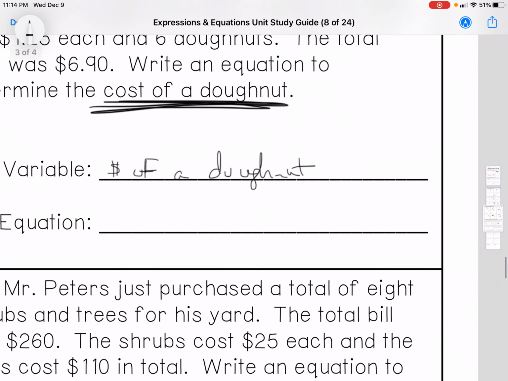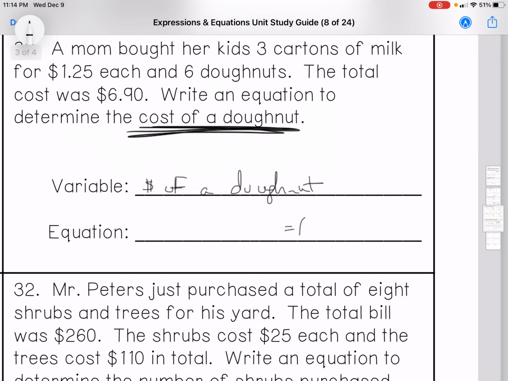All right, and the equation is, we know the total is $6.90. We know they bought 3 cartons of milk for $1.25 plus 6 donuts, which we don't know what it is, so 6 times X, okay?